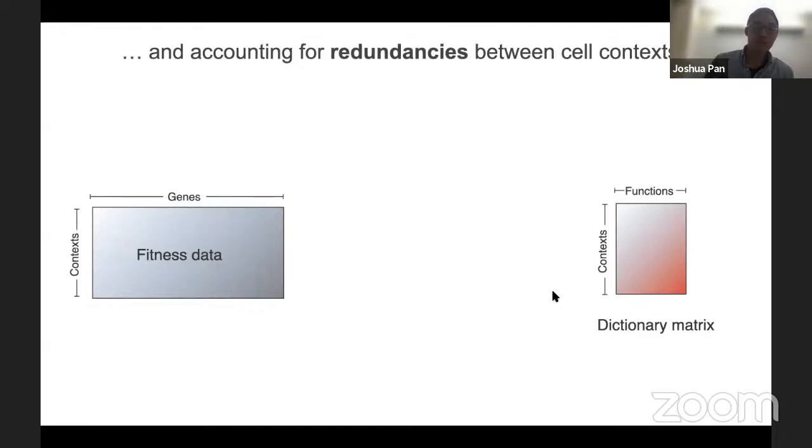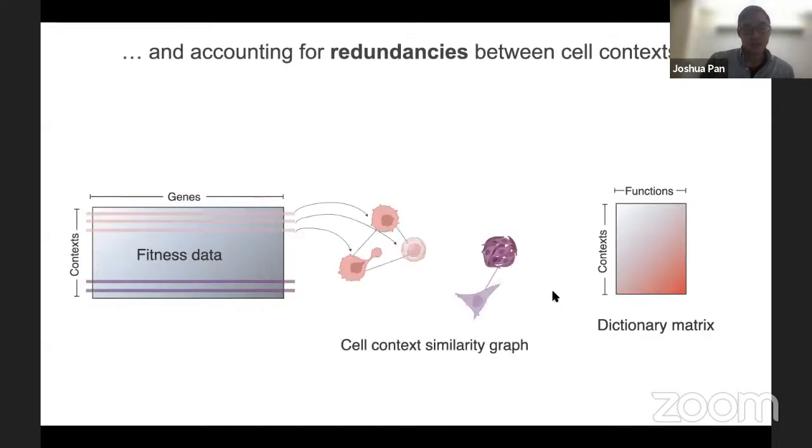We can do a similar trick to manage cell context redundancies. There are correlations across rows that are informative of similarities between biological contexts that are potentially redundant. If we have two cell contexts that are highly similar in the input data, we want to preserve that similarity in our low dimensional matrix, where we have functions instead of genes.